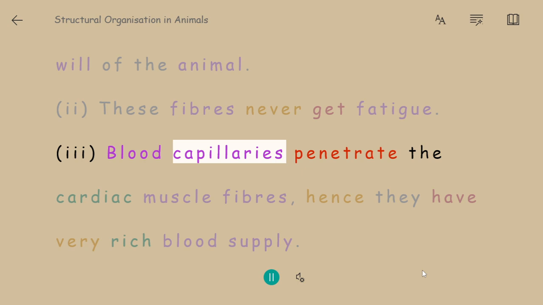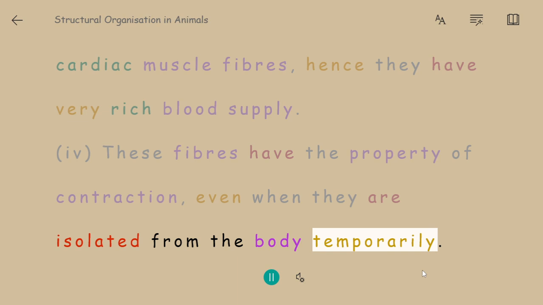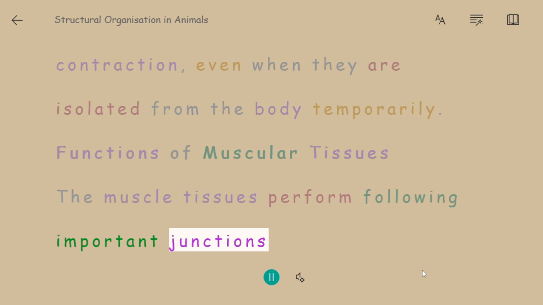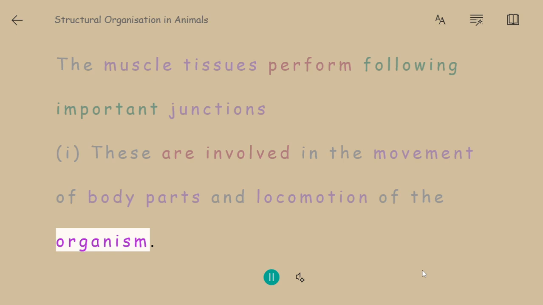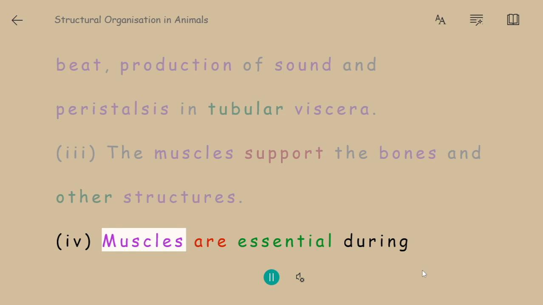3. Blood capillaries penetrate the cardiac muscle fibers, hence they have a very rich blood supply. 4. These fibers have the property of contraction, even when they are isolated from the body temporarily. Functions of muscular tissues. The muscle tissues perform the following important functions. 1. These are involved in the movement of body parts and locomotion of the organism. 2. Muscles are responsible for heartbeat, production of sound and peristalsis in tubular viscera. 3. The muscles support the bones and other structures. 4. Muscles are essential during parturition.